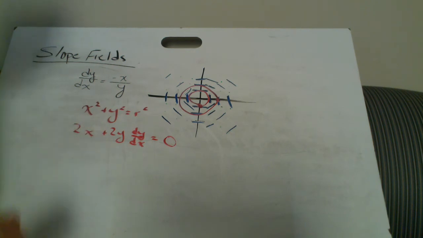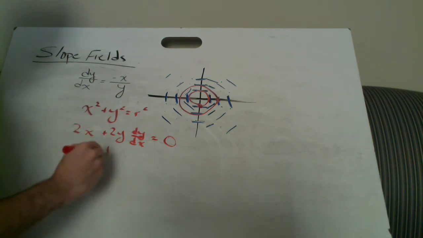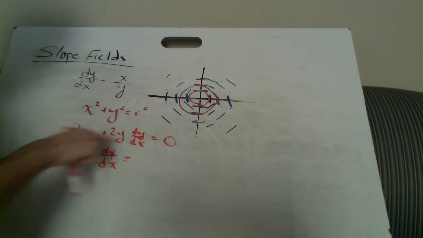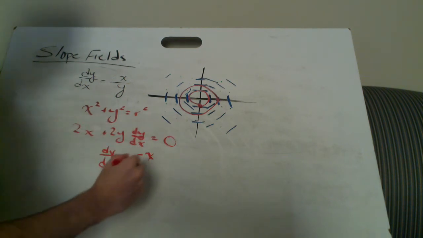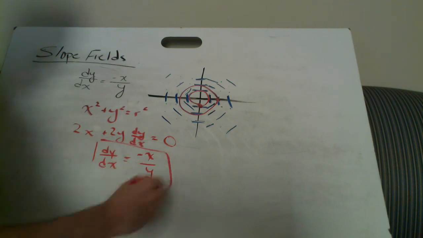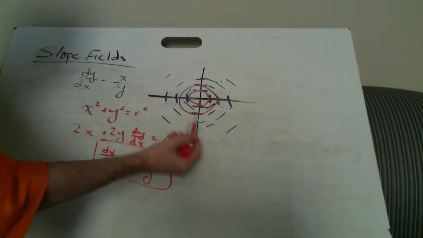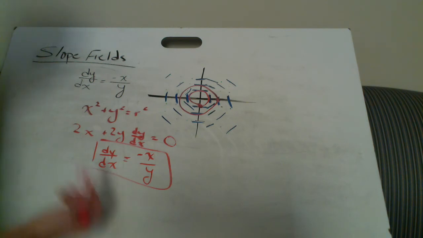Oops, that's not 2x squared. Solving this gets us dy dx is negative 2x divided by 2y, which is negative x over y. Hey look, that's exactly what we had here. Great. So again, our sketch matches what our algebra tells us, which is really, really good. We always want this to happen.